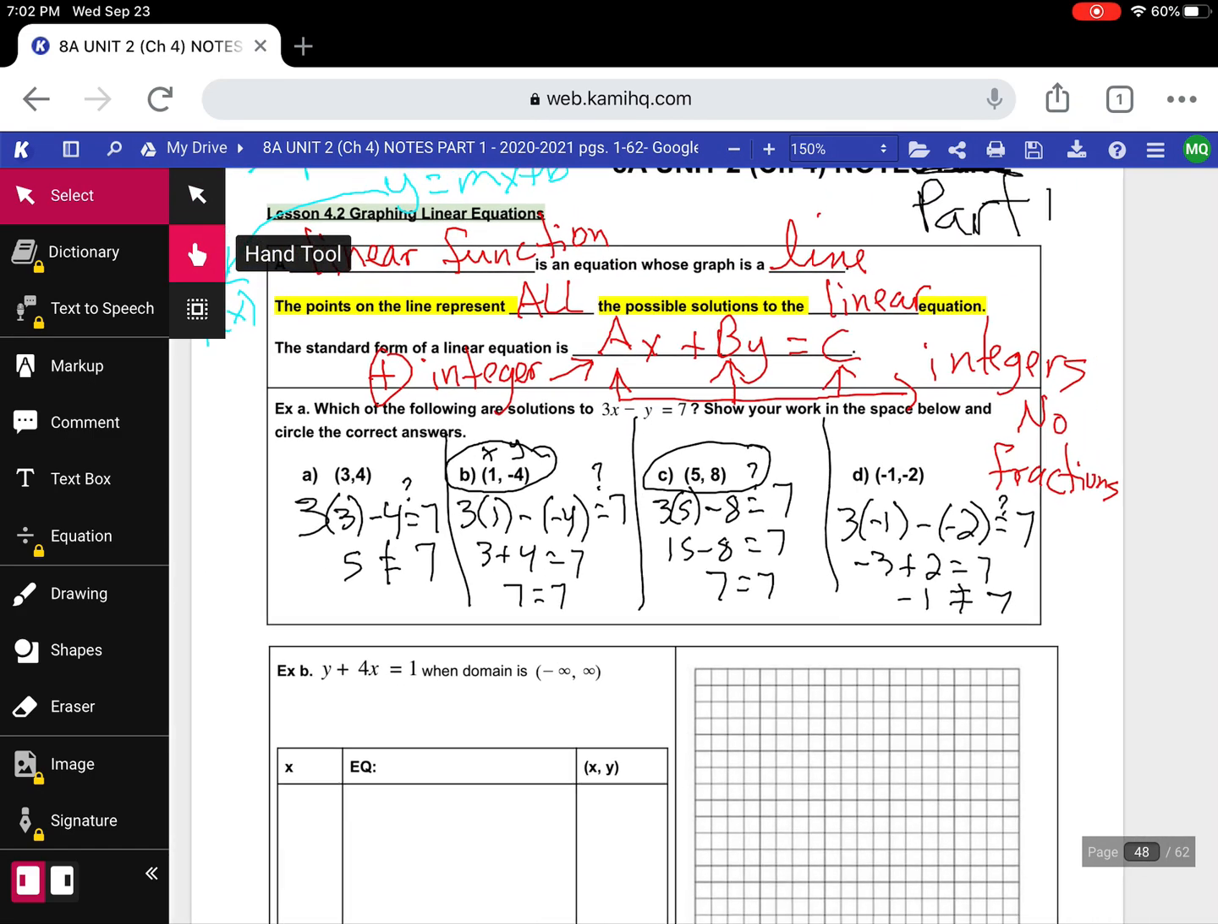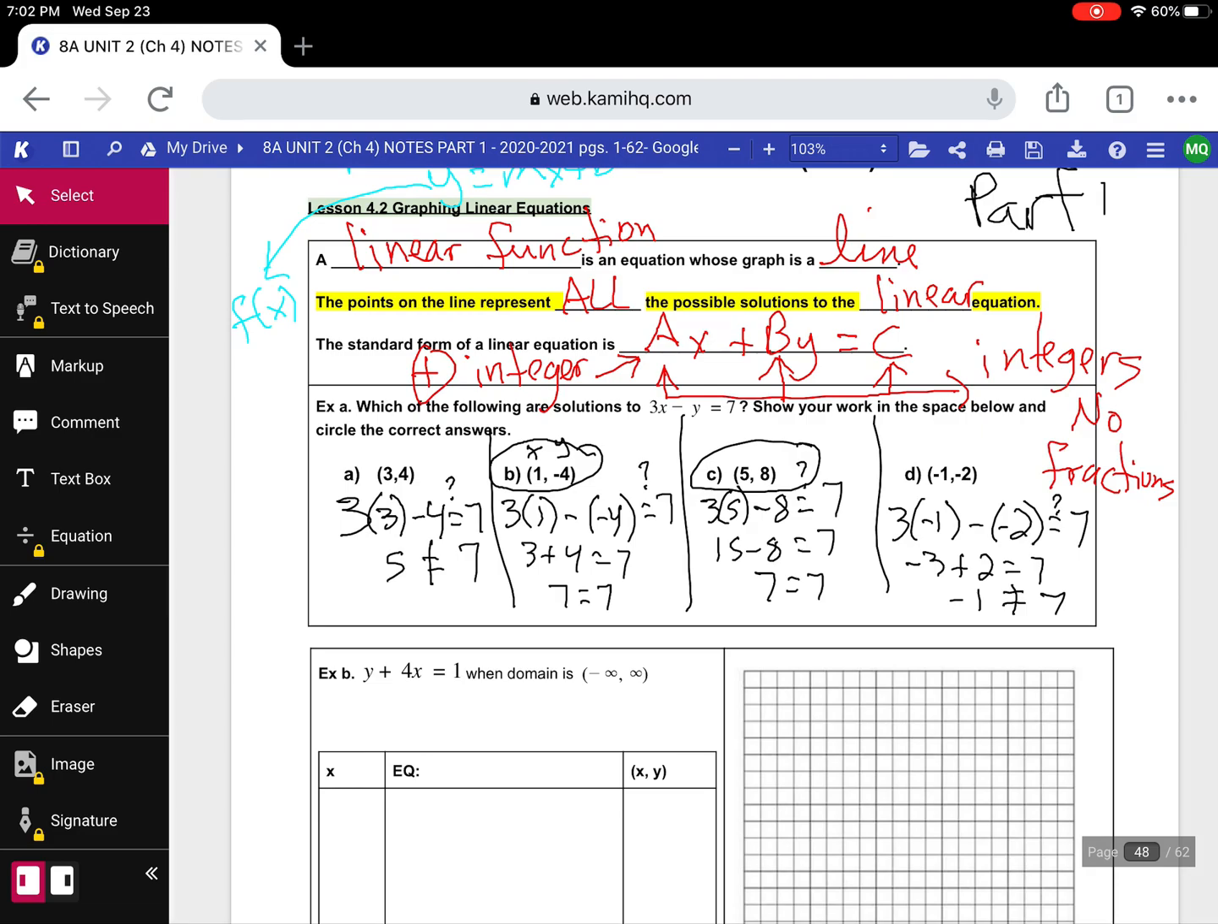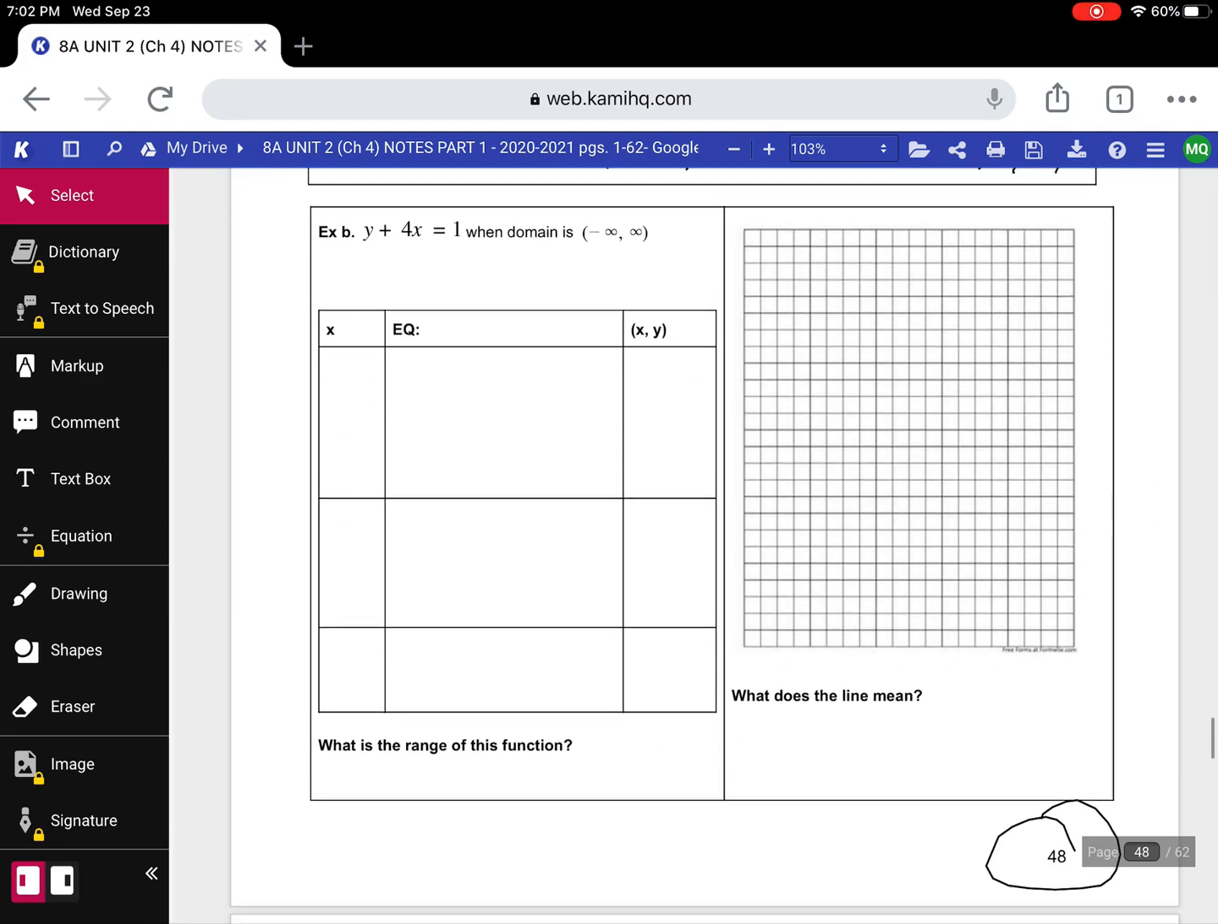Moving right along, we're going to start graphing. We are on example B below, and we have y equals 4x plus 1. This is the new information that you probably didn't see from last year. It says when the domain is negative infinity to infinity. That really means that we can select any numbers for our x value.